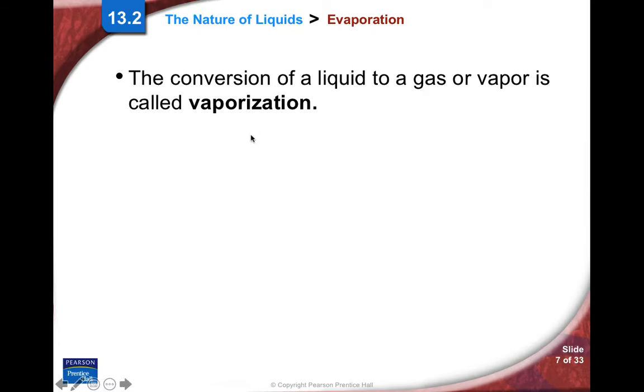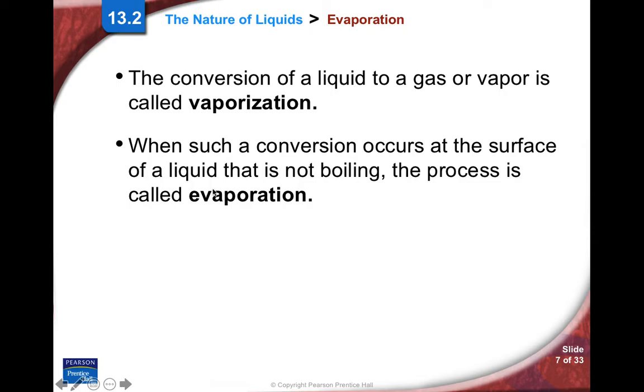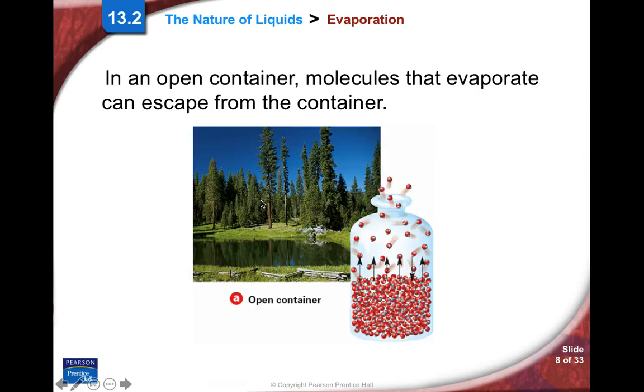Evaporation is taking a liquid and making it a vapor, a gas. If it happens at a temperature below the boiling point, it's called evaporation. And so you know that you can hang towels out to dry, puddles evaporate away. So if you have an open system like this forest area, this water could vaporize away. If you had a container that was open, some of those water molecules would go shooting out of the opening, and eventually it would vaporize away and evaporate.